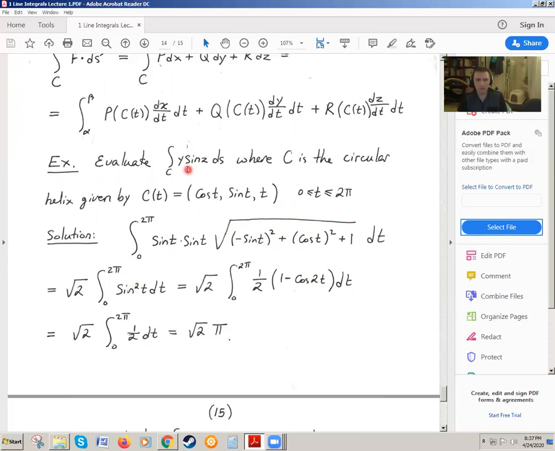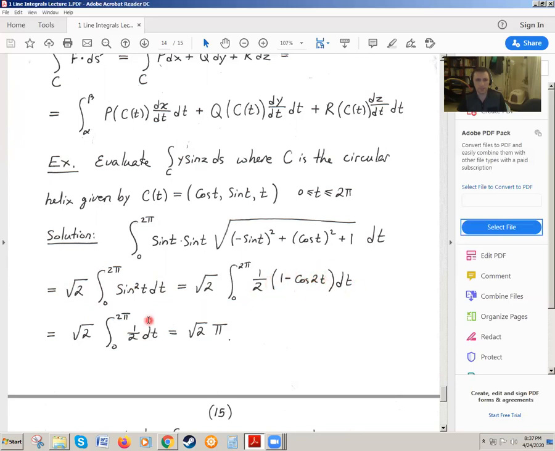Now, instead of y, I put sine t. Instead of z, I put t. So I have sine t times sine t, which is just sine squared t. And now it becomes a problem from Calc 2. How do you integrate sine squared dt from 0 to 2 pi? You can use the double angle formula.